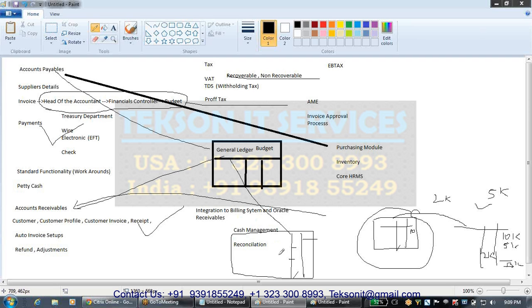Automatically, accounting entries will be created once you do the reconciliation of all the payments and receipts and the opening balance and closing balance. Based on that you can find out the cash balance of your bank. All these accounting entries will go to the general ledger. The next is, we'll discuss very clearly.